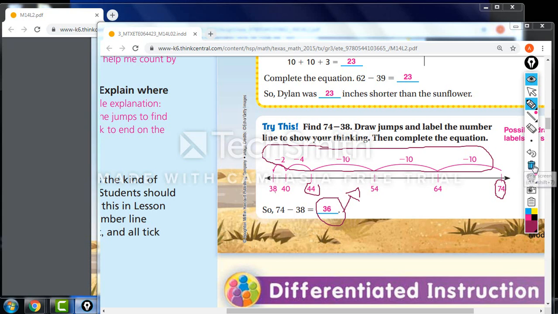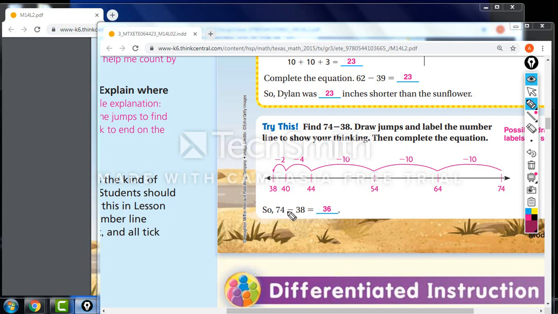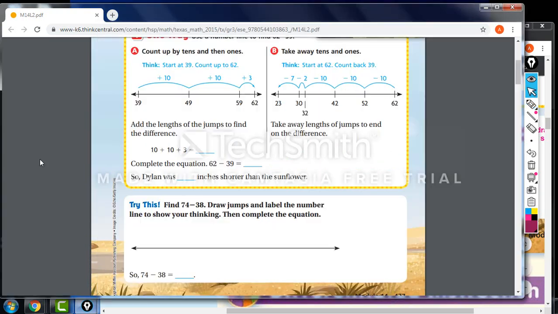So again, we're analyzing the subtraction equation to figure out what 74 minus 38 is. So again, we jump by tens. Remember, we have to go from 74 to 38. So these are your steps right here. Hopefully y'all did a real good job with that.